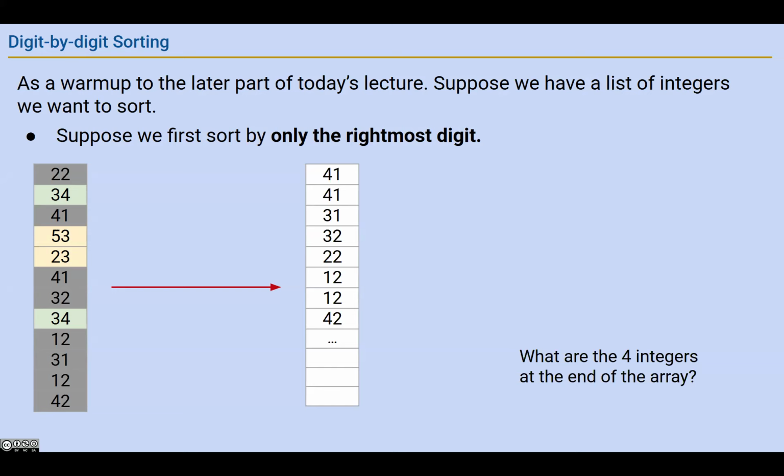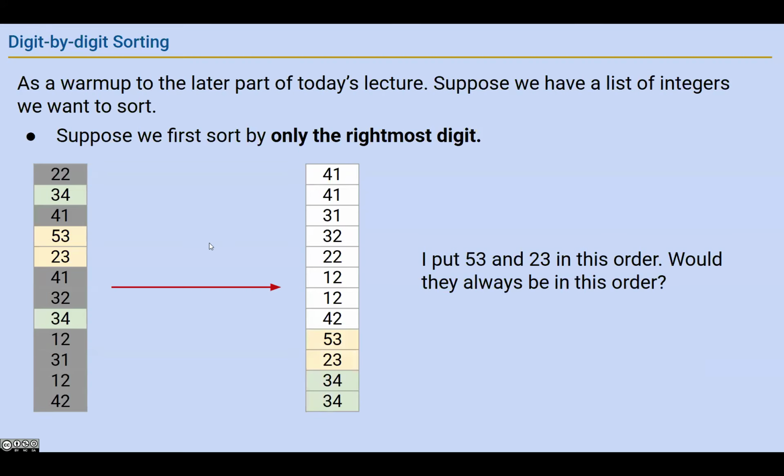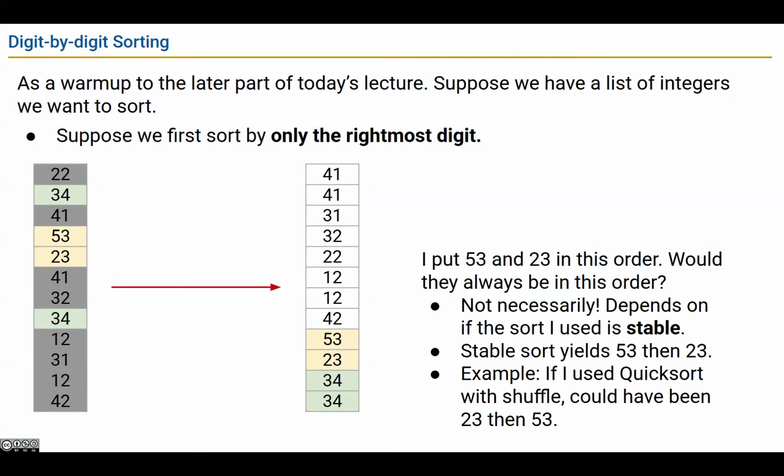34. 34. Is that the only possibility? No? What's the other possibility? Yeah, it's possible that 23 and 53 might have swapped. In this case, I put 53 and 23 in this order. It might be in a different order, depending on if the sort I use is stable. If I have a stable sort, then 53 is always going to come before the 23. If I have an unstable sort, there's a 50-50 chance that the 23 is going to come first.